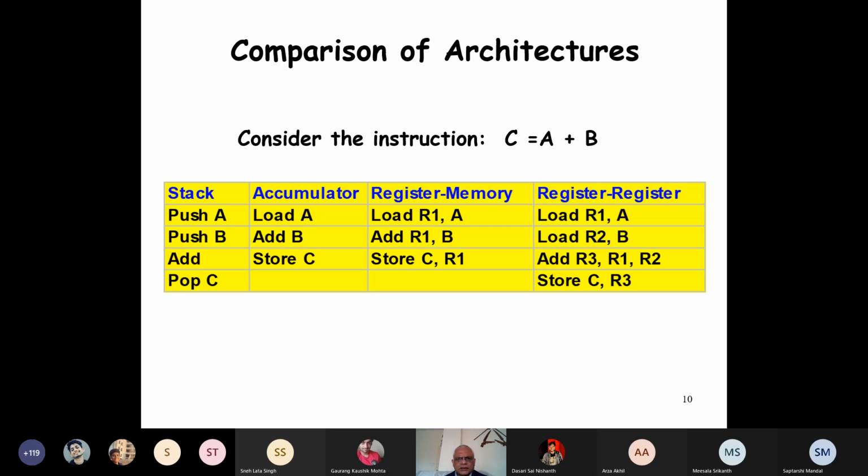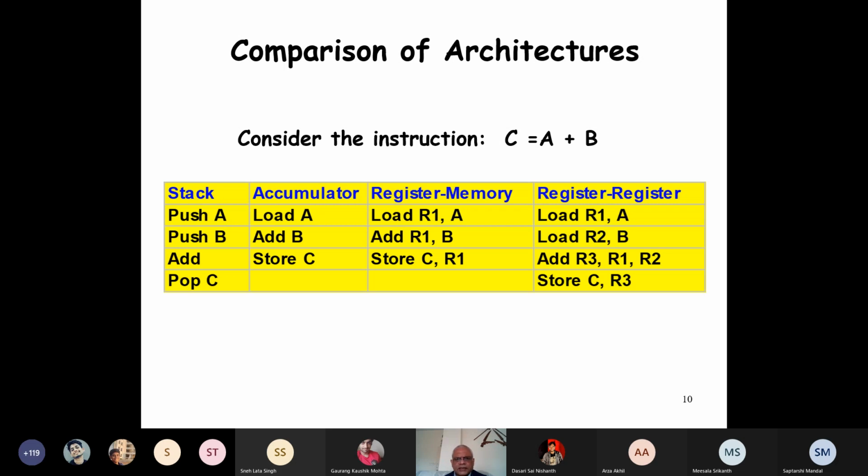In the stack architecture, you have operations like push A, push B, these are the operands, and implicitly the ADD will take the top of the stack and produce the result. The result will be on the top of the stack. To get C equal to A plus B, you first push A and B onto the stack, do the ADD, and then pop the result into C from the stack.